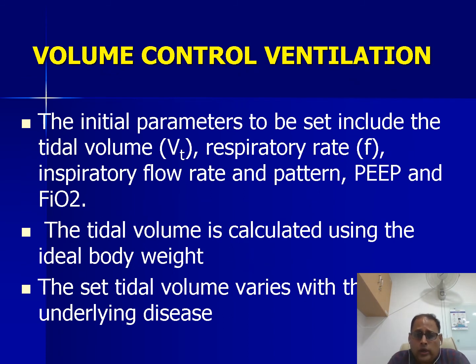Now coming to volume control ventilation, the initial parameters to be set include your tidal volume, your respiratory rate, your inspiratory flow rate and pattern, the PEEP and FiO2. The tidal volume is calculated using the ideal body weight, so you do not use the exact body weight, you use the ideal body weight, and the formula for which is available on Google, even the write-up associated with this presentation. The set tidal volume varies with the underlying disease. So as I said earlier, in ALI or ARDS, restrictive lung disease, we usually go for lower tidal volumes like 5 to 6 ml per kilogram of ideal body weight. But if you have obstructive problems, you might go for higher tidal volume.